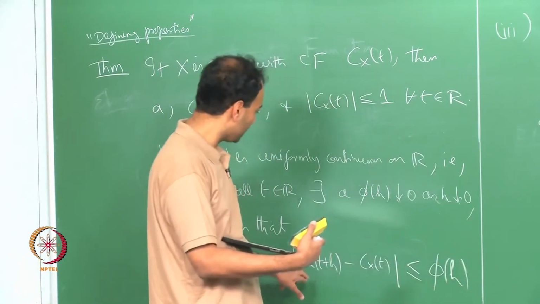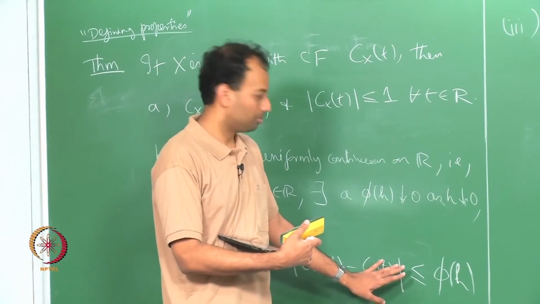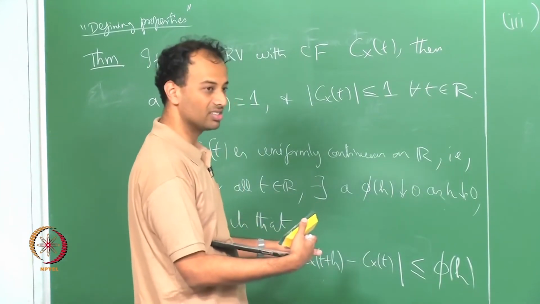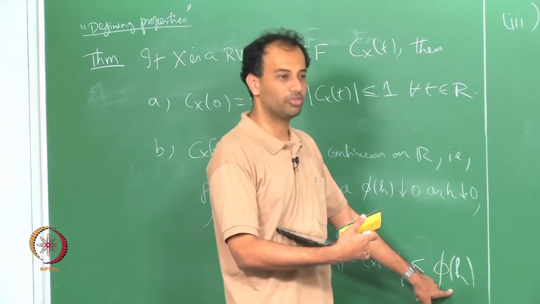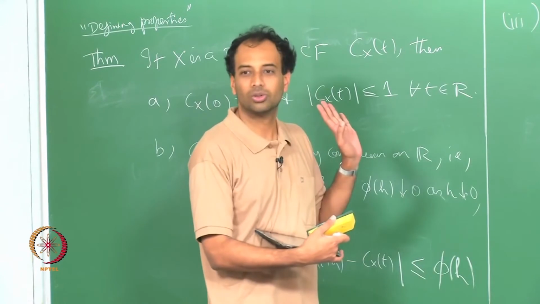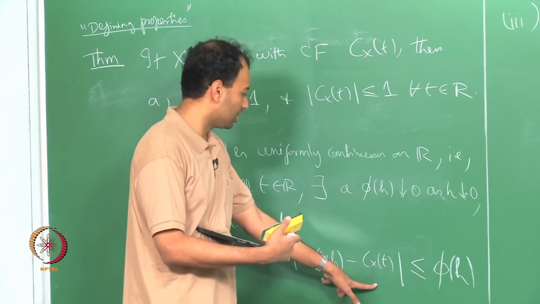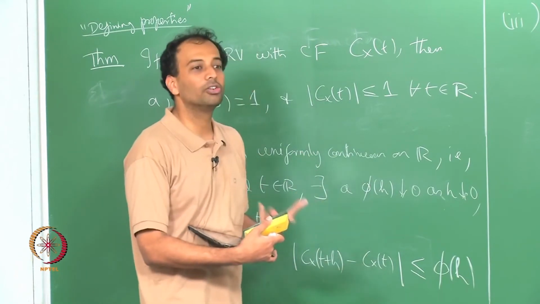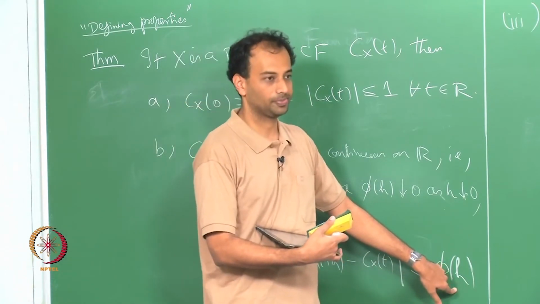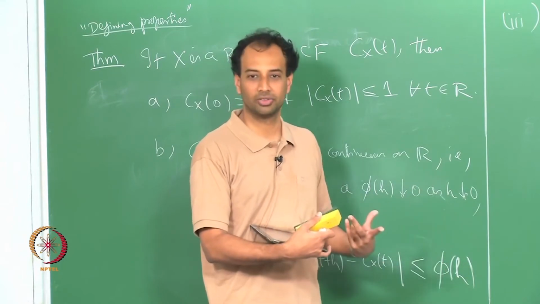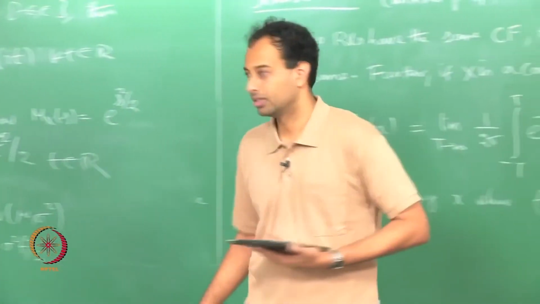Normally you only need that this difference goes to 0 as h goes to 0, correct, but here you are demanding that no matter what t is, you can choose a phi of h such that this difference is uniformly bounded above by phi of h, and this phi of h goes to 0 as h goes to 0. In some sense you are saying that this difference does not depend on the value of t, it is bounded above by some phi of h irrespective of t. That is stronger than continuity, and it is called uniform continuity.